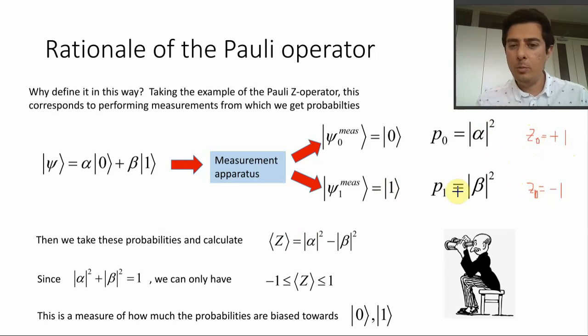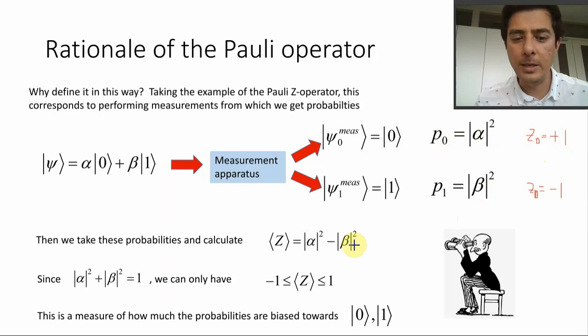So according to our rule for calculating averages, we multiply each value by the probability that it comes out. So it's 1 times alpha mod squared plus -1 times beta mod squared, and that's how you get this formula. That's the average value of z.